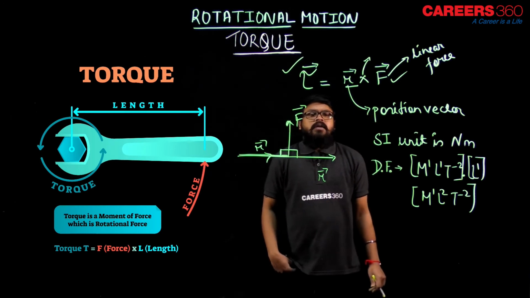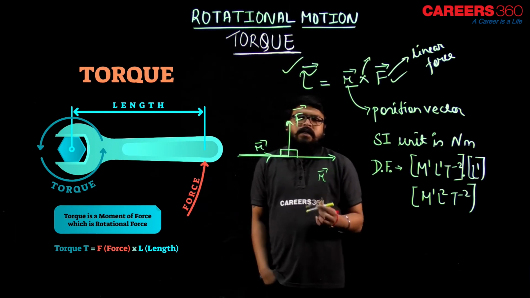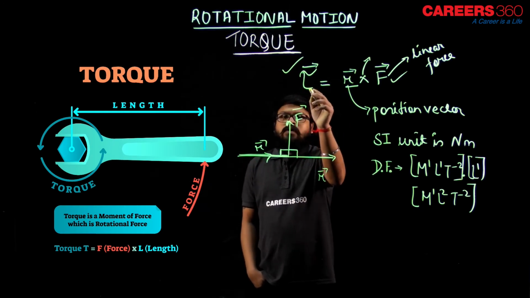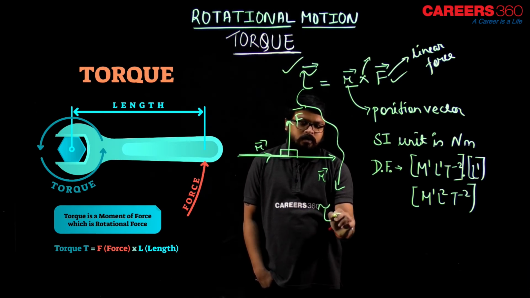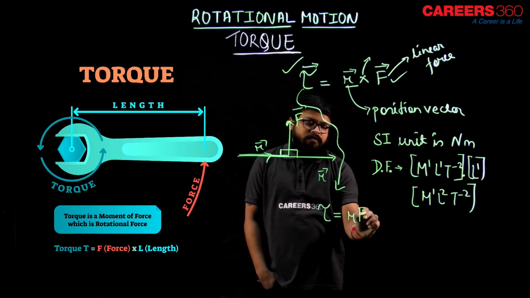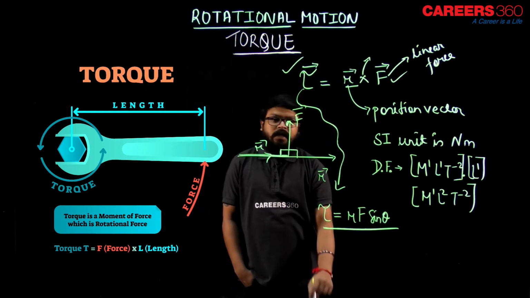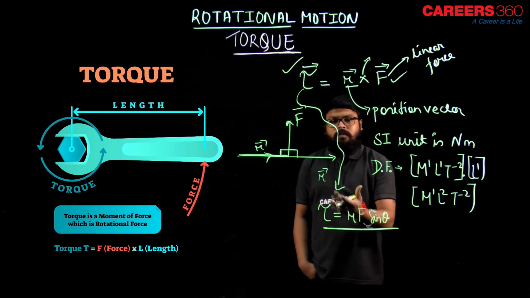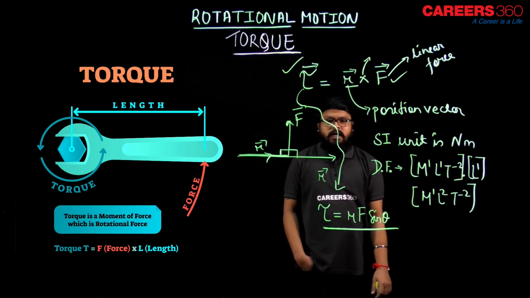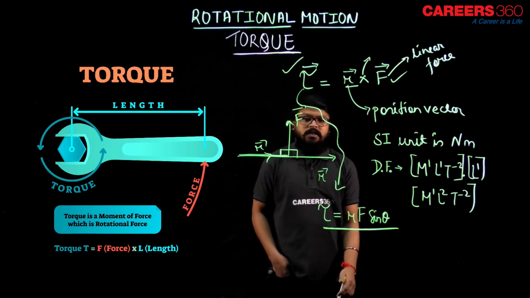So that was all about torque, and if we want to write it in magnitude form, how does it look? Torque tau would be nothing but R F sin theta. That gives only the magnitude, and the direction is normal to the plane containing R and F. I hope that is clear to you.